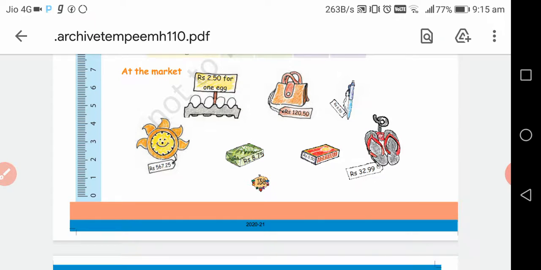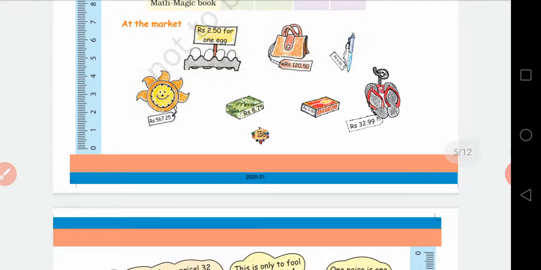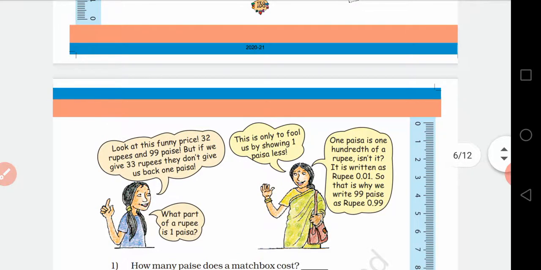And the price of the wall clock is 567 rupees and 25 paise. Similarly, the price of the soap is 8.75 rupees, and the price of the matchbox is 50 paise. And the price of the slipper is 32.99, that is, 32 rupees and 99 paise. So here is a discussion. Look at this funny price, 32 rupees and 99 paise.